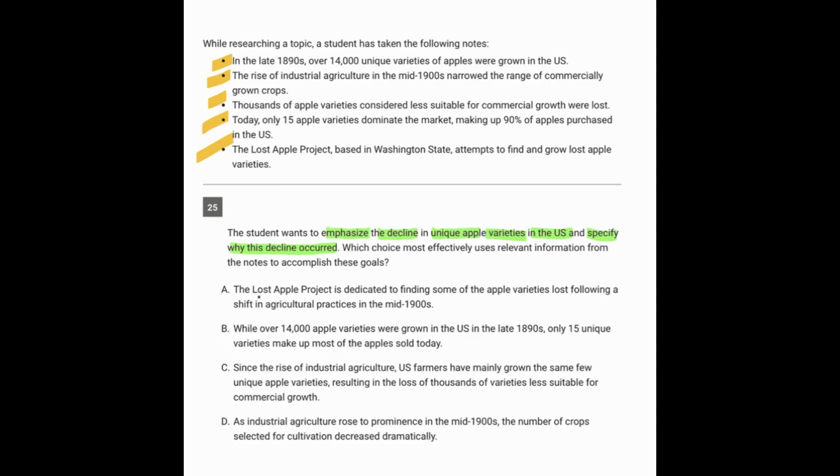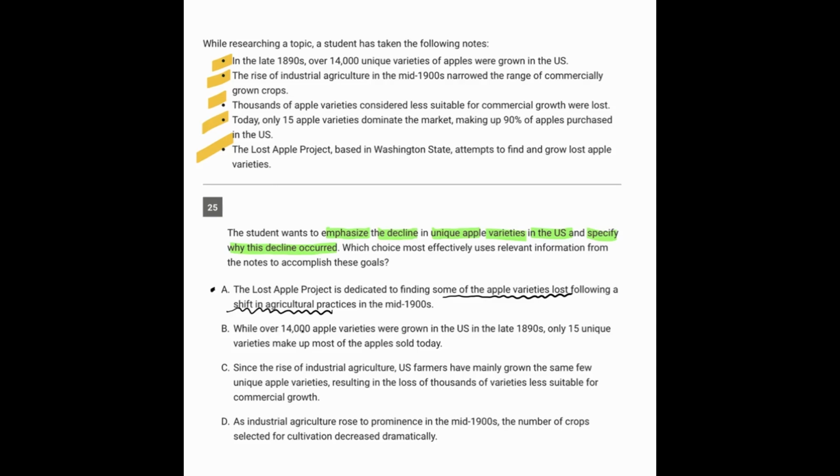Answer choice A. This project is dedicated to finding some of the apple varieties lost following a shift in agricultural practices. So there is a decline, there is a number of apple varieties that were lost, and there's a reason why, a shift in agricultural practices. So we'll keep A, at least for now.